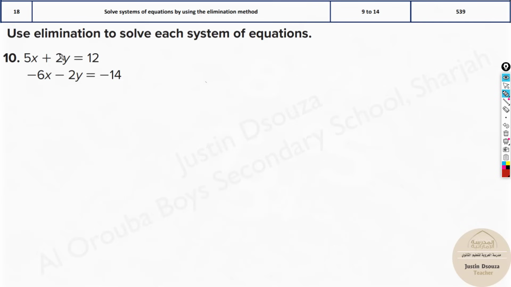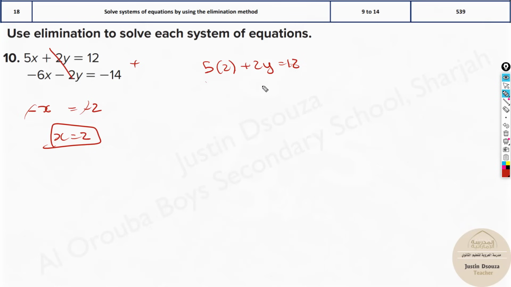Why? Because you have plus 2 and minus 2. This cancels off when you add these two equations. And then what happens? 5 minus 6x is only minus x equals minus 2. Now, the negative sign cancels, dividing both sides by minus 1. You will get x is equal to 2. Now what about y? Substitute in any equation. I will take 5 times 2 plus 2y equals 12. The first equation is used here. It will be 10 plus 2y equals 12.